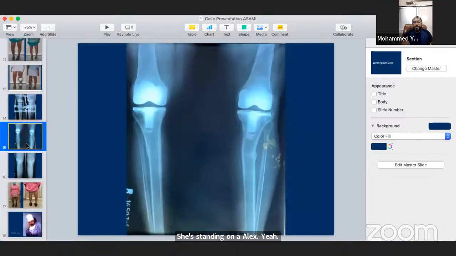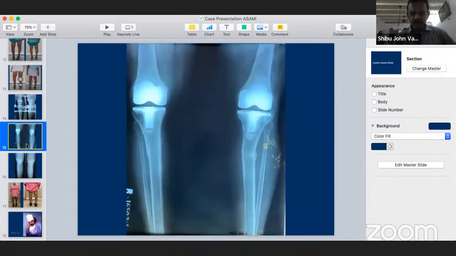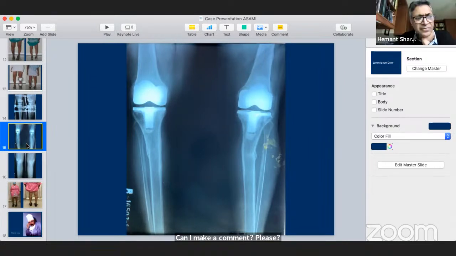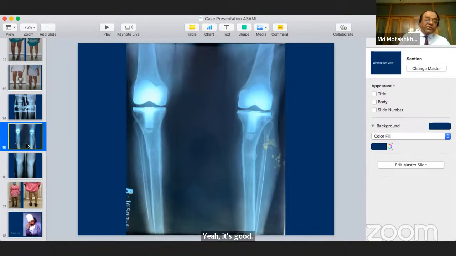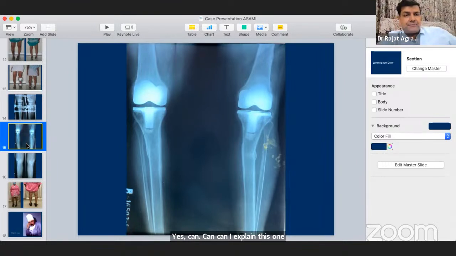Can I make a comment, please? We do not have them after corrections; here also she's standing. Can I comment regarding this? I'm very puzzled how bony correction has compensated for the ligament instability. Can I explain this one? Yes, sir, please, Shibu.